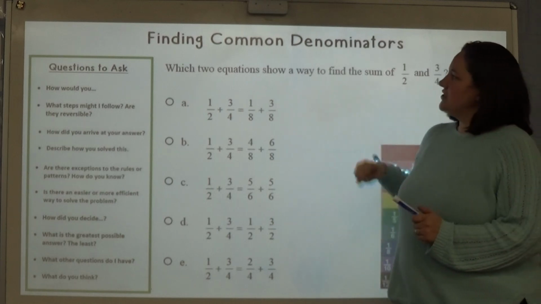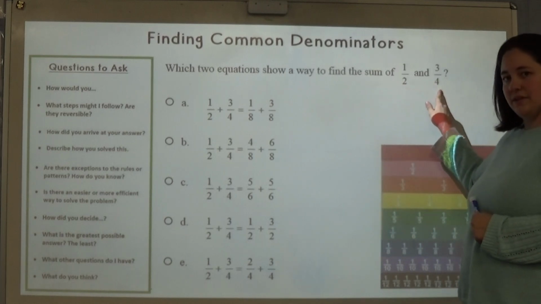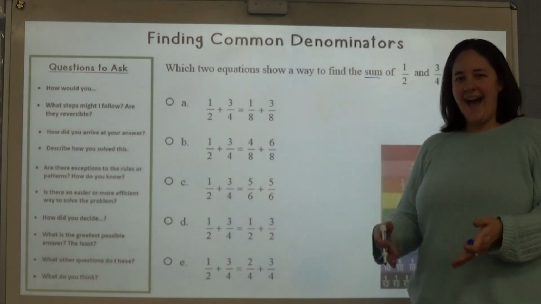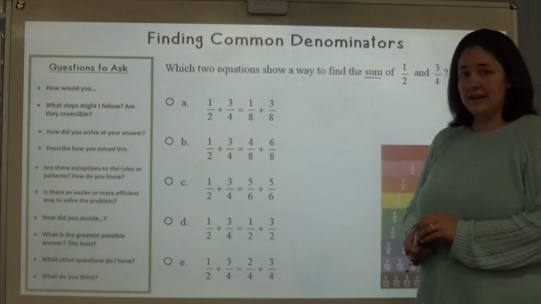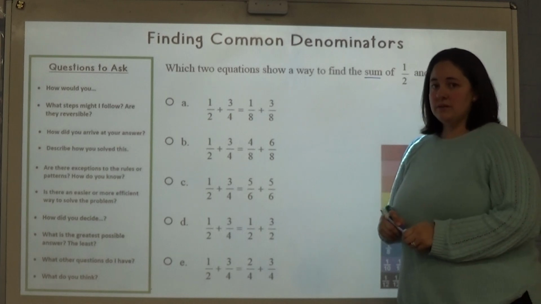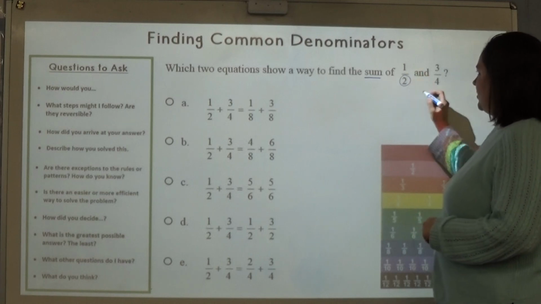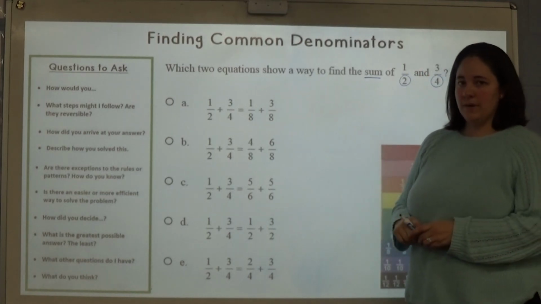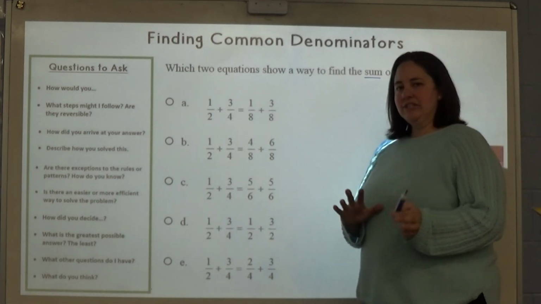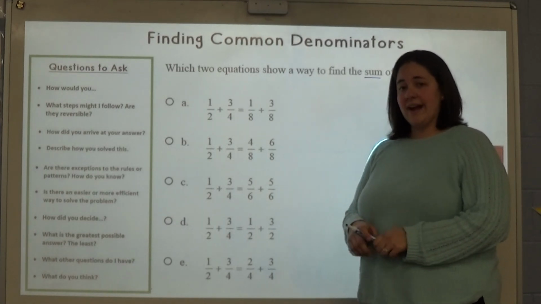All right? So the question says, which two equations show a way to find the sum of 1/2 and 3/4? A key word in this question is sum. So when we're finding a sum, we're adding the two fractions together to get an answer. Okay? So we know we're going to add 1/2 and 3/4. We can't add them yet. The denominators are different. We have a denominator of 2 and a denominator of 4. Okay? Now, we have 4 answer choices to pick from, but let's go ahead and just make sense of making a common denominator for these fractions, okay?